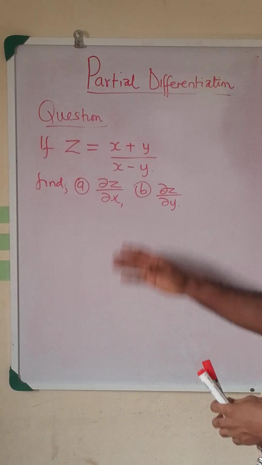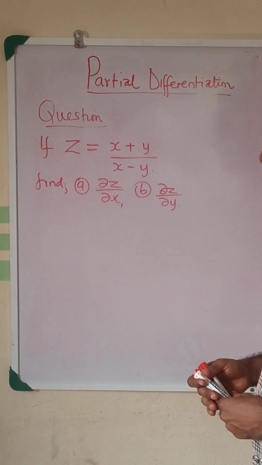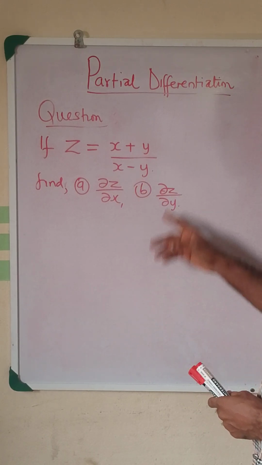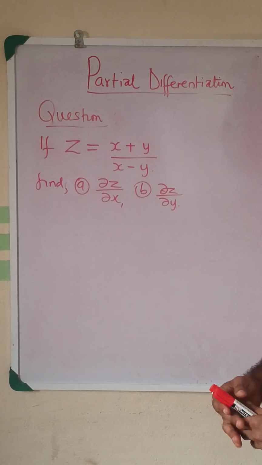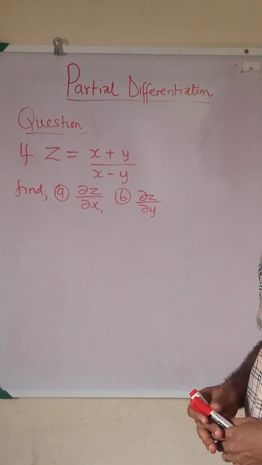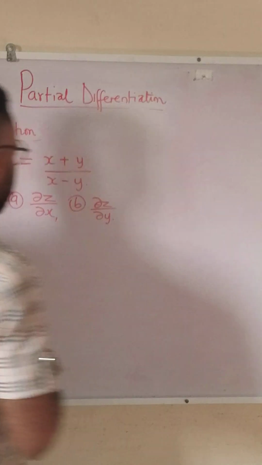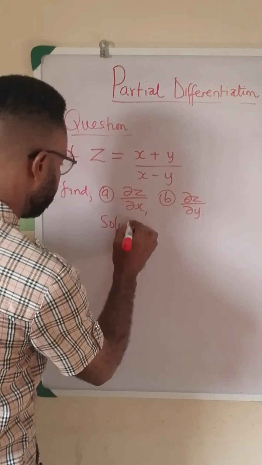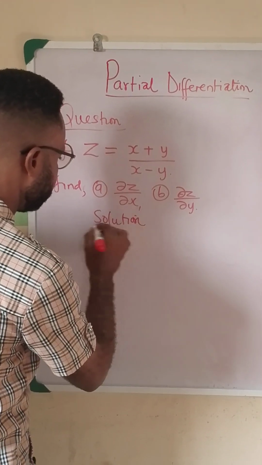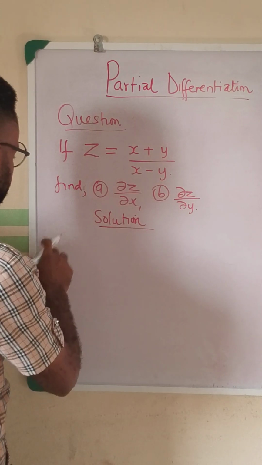In the problem, we have been asked to find the partial derivative of z with respect to x and that of z with respect to y. Because it is in the quotient form, we are going to apply the quotient rule in solving the question. So quickly, let us see the solution. We make a mathematical statement.